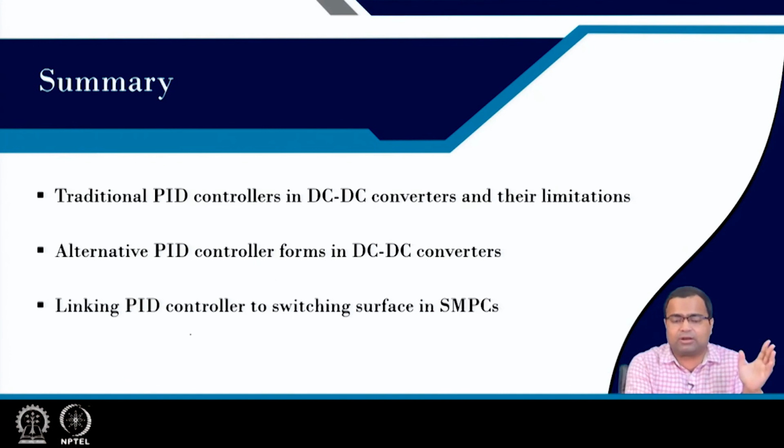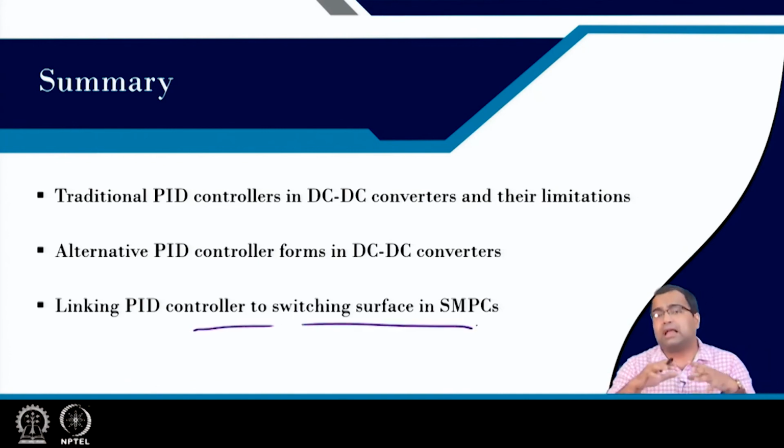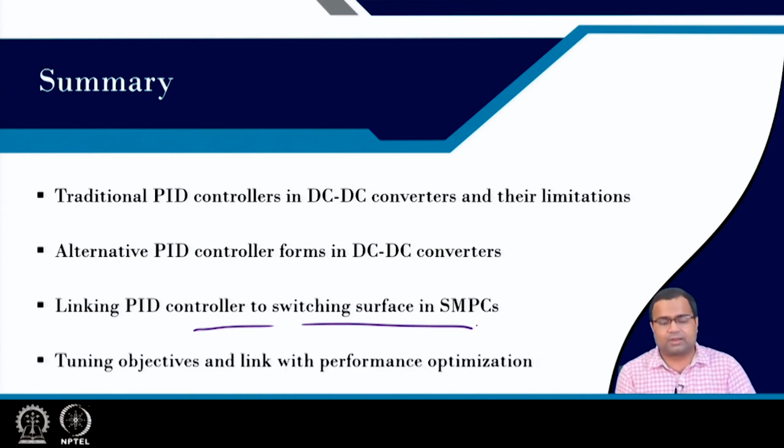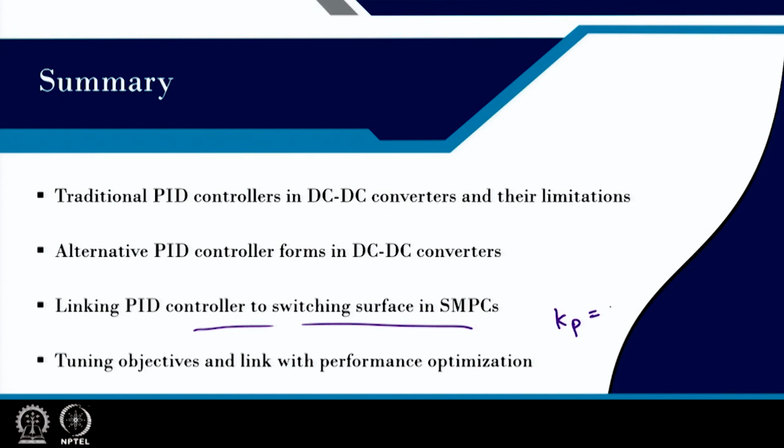We have linked the PID controller with the switching surface in switch mode power converters, and in the subsequent lecture we will show that we can use different types of modulators, and we have applied it even for buck, boost as well as buck-boost to get a similar optimal response. We have set the tuning objective, and we have linked that to the performance optimization criteria, where the choice of proportional gain seems to be the key factor. So, in the next lecture we are going to derive analytically what should be the right choice of proportional gain, and that we will derive using a large signal model, where we can achieve time optimal recovery, which was not possible in linear control or the small signal model.